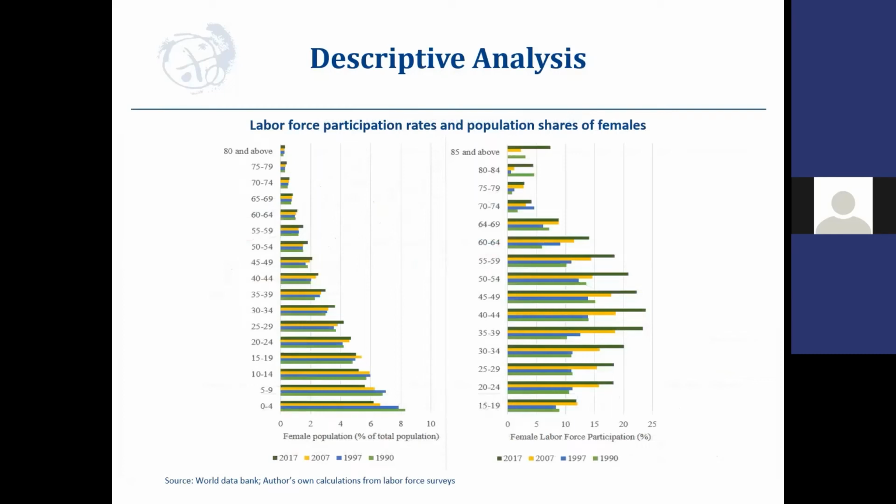As I told you, there are more females in the population over the years, and this is quite evident in the left side panel, where I'm showing the female population as a percentage of total population for different age categories and for different years. You can see that there are more females in the working age category in 2017 if you compare it with 1990. This might have translated into their higher labor force participation in 2017, or over the years, you can say.